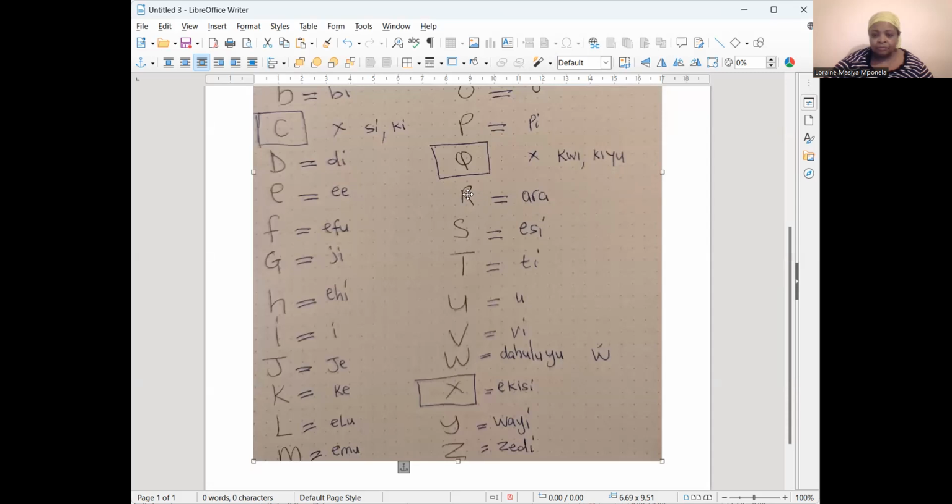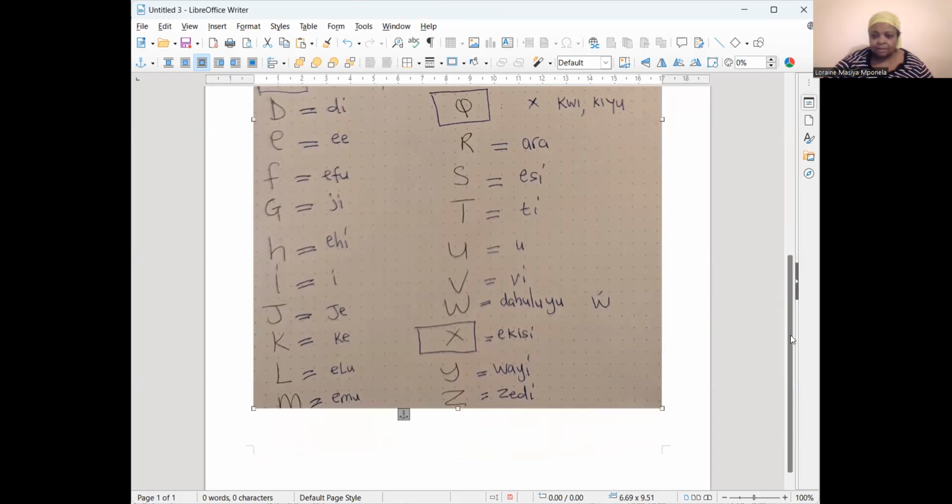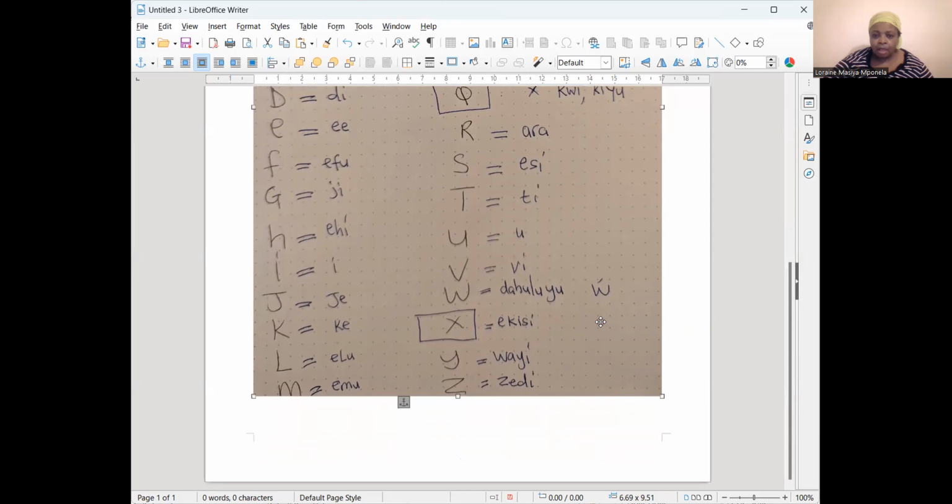Okay, R, S, T, U, V, W. Of course, in Chitumbuka, when we read it with an asterisk, as in la, ve, vi.